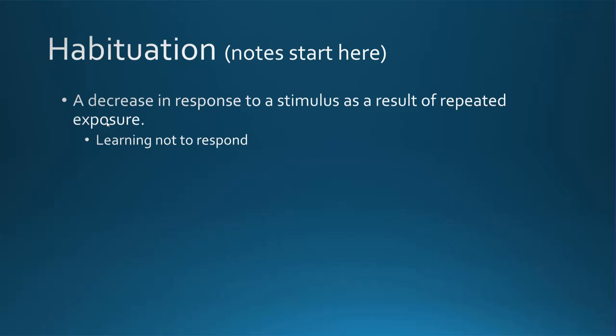So, for example, you might be exposed to a loud sound, and it might cause you to jump or flinch. But if you're continually exposed to that loud sound over time, your jumping, your flinching will diminish. In effect, you're learning not to respond. You're learning that that stimulus doesn't really do anything in your environment, so it can be ignored, so it doesn't demand any kind of response.